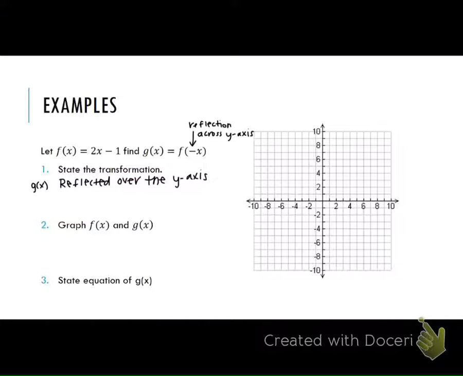So we're going to graph 2x minus 1. So we start at negative 1. And we go up 2 over 1, up 2 over 1.